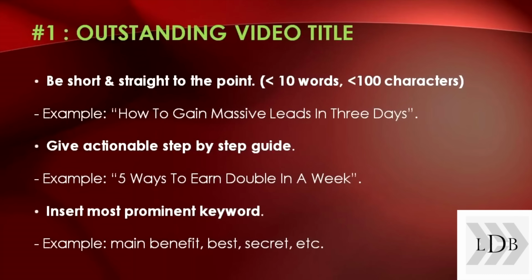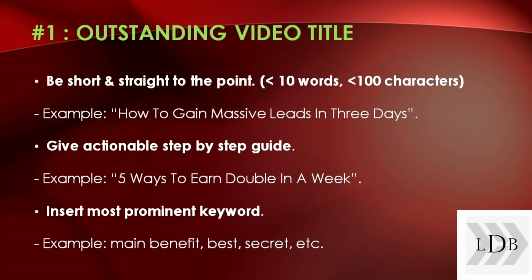First up, outstanding video titles. When you upload and publish a video, make sure your video title is short and straight to the point. Customize it to less than 10 words and within 100 characters. For example, how to gain massive leads in 3 days. This is to ensure clear communication to your audience. Most people do not read more than 9 words during their search. Therefore, a video title that can attract your audience's attention has to be clear and purpose-driven.